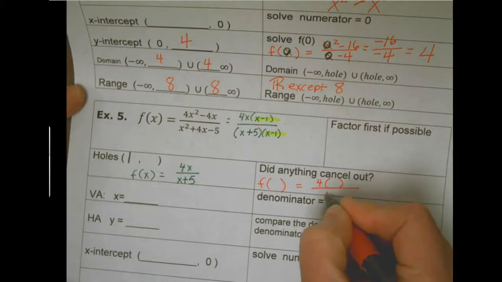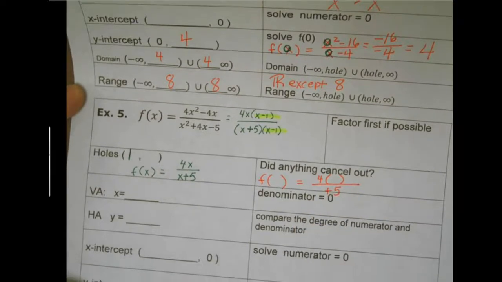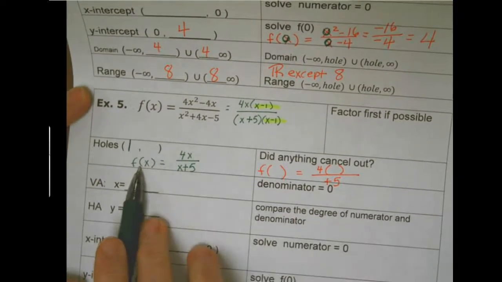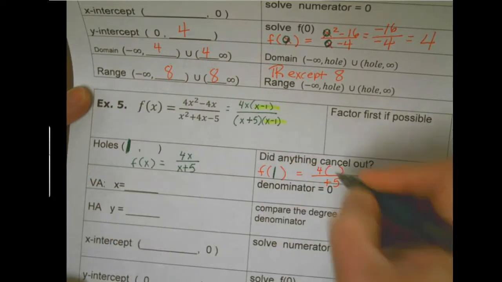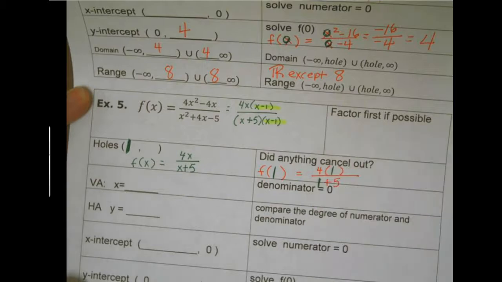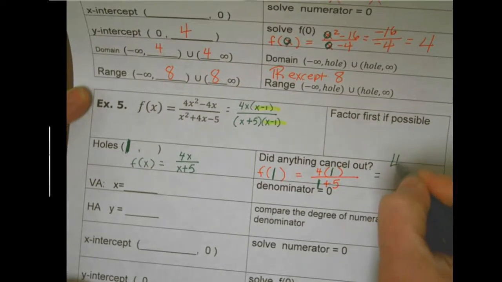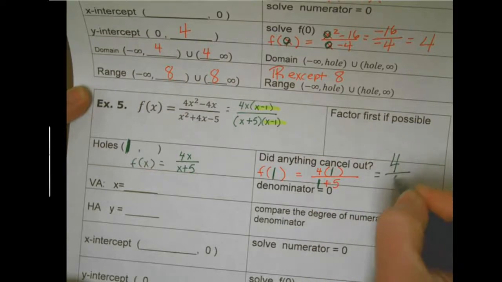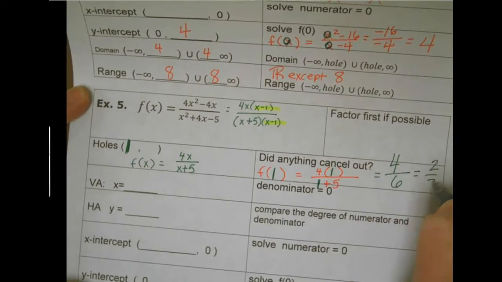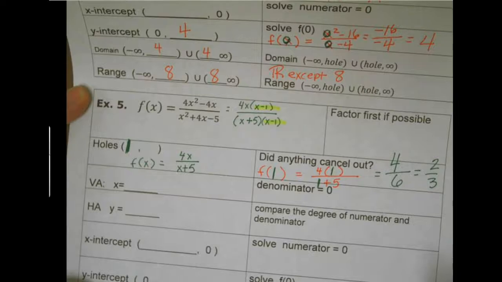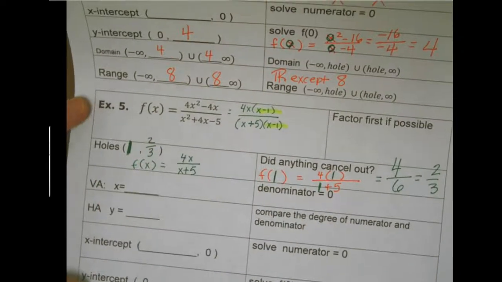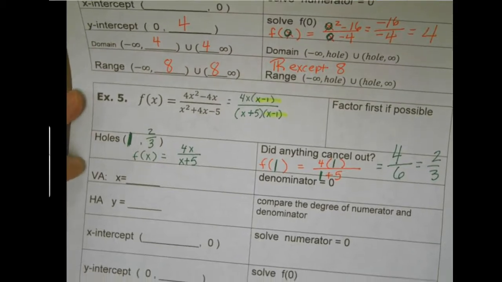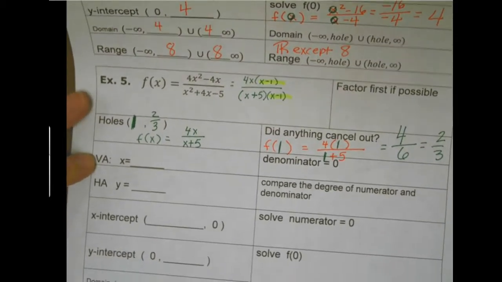In place of the x, is this getting too small? In place of the x, I'm going to substitute this 1 that I calculated yesterday. 4 times 1 on top, 1 plus 5 on bottom, that's going to be equal to 2/3. You can put it in 2/3 or you can put it in decimal form, whichever is easiest for you to graph, because what comes next is graphing.